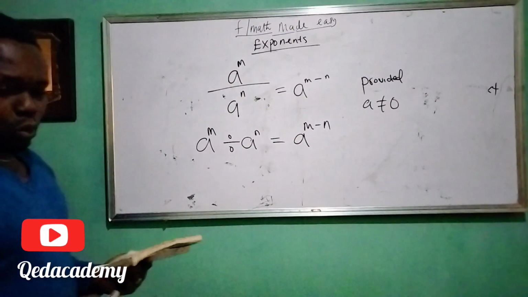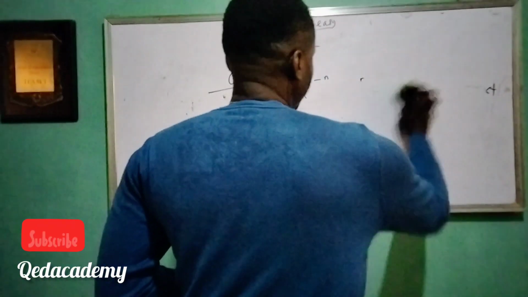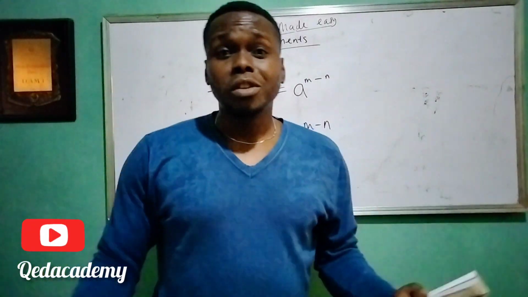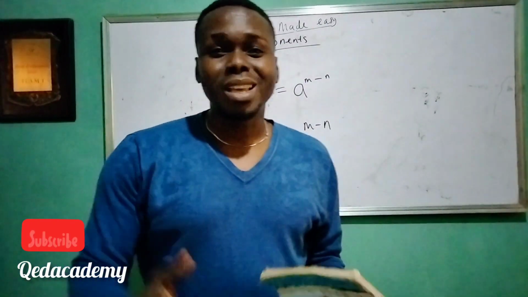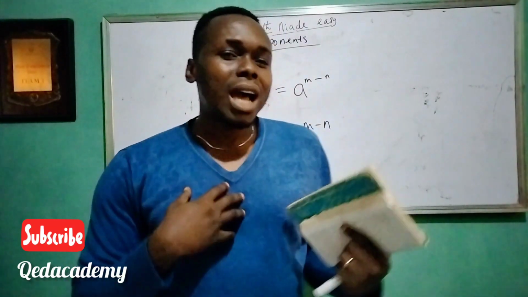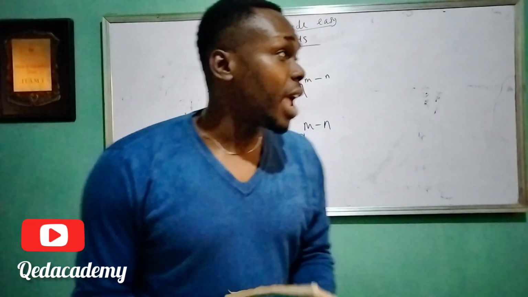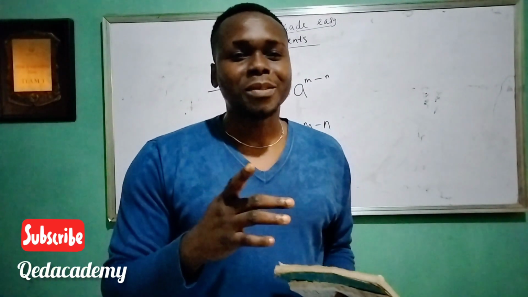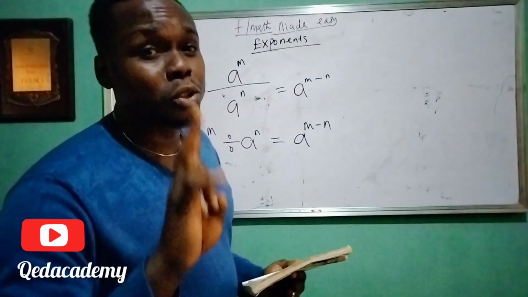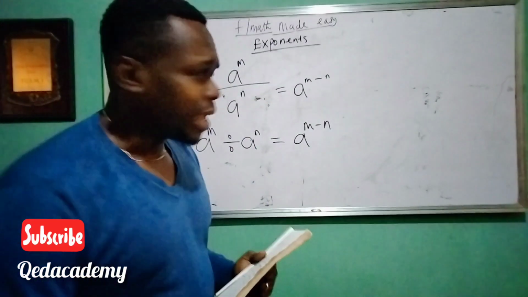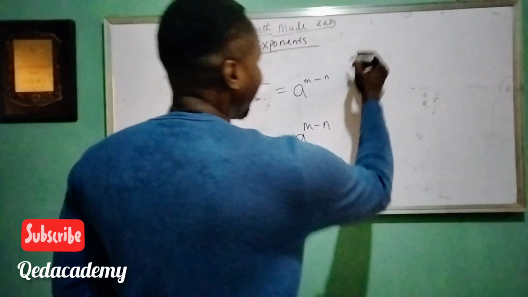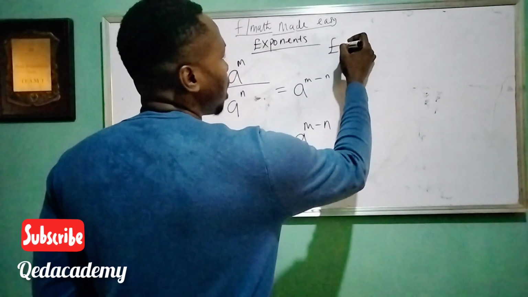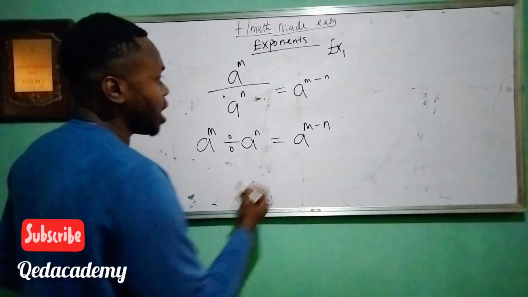So we'll quickly take an example that illustrates this. This is not a live video. If this was a live video, I would have asked you to give me a number you would like to choose, but I can read your mind. I'm very sure a lot of you would pick 2 as a. All right, so let me just follow your mind. Let's take example 1. Let's say a is 2.